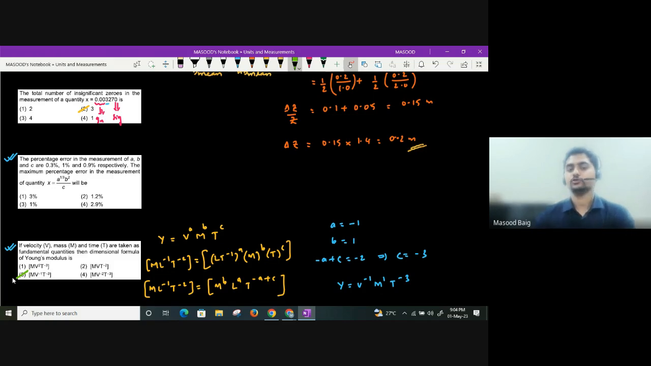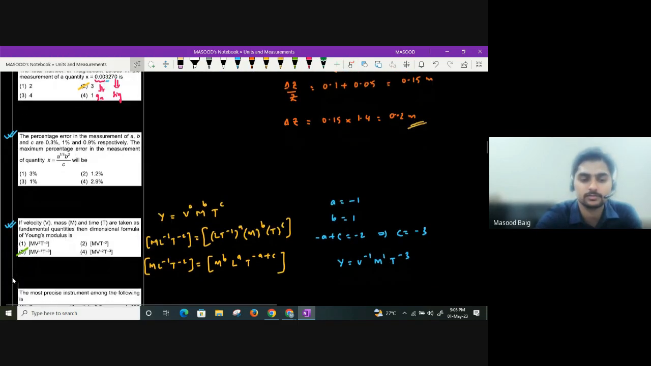So whenever they're asking you to find dimensions of any physical quantity in terms of other physical quantities, whichever quantity's dimensions you need to find, that quantity will be taken on the left hand side. In whosever terms you need to write, you will take those on the right hand side and raise them to some arbitrary powers. Then you will substitute the dimensions in the second step, find the values of the variables. In the last step, you will write Y value as V^-1 M^1 T^-3. Clear, all of you?